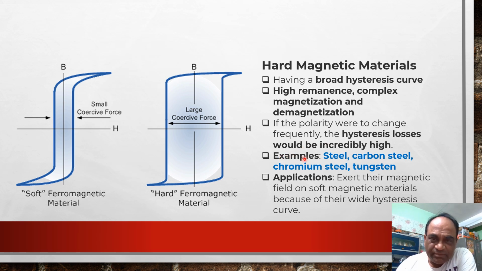So what are the examples of this type of material? It is carbon steel, chromium steel, and tungsten steel. Now, what are the applications of these hard magnetic materials? They exert their magnetic field on the soft magnetic materials because of their wide hysteresis curve. So, you can use them in making permanent magnets, basically.